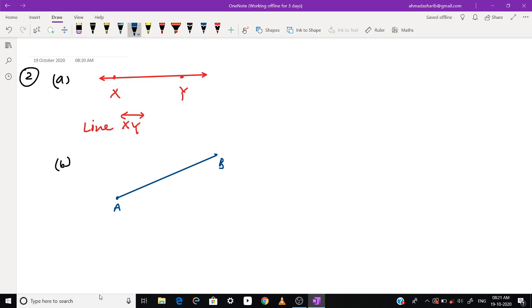So it is a line segment. Why is it a line segment? Because it does not have any arrow. Line segment. Okay, so how to write it?